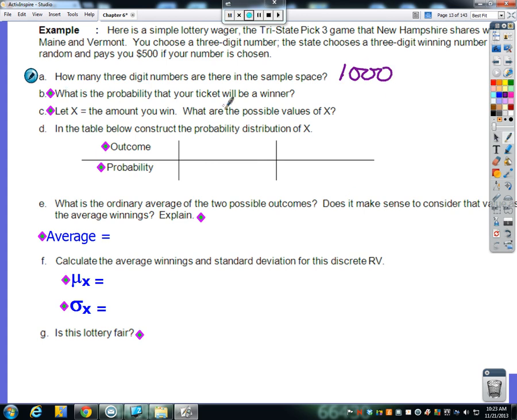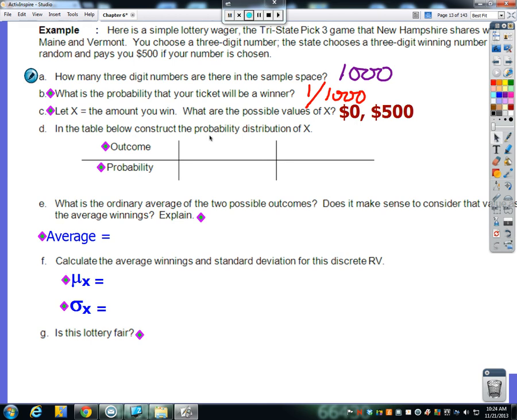What is the probability that your ticket will be a winner? Well, there's only one correct number out of the 1,000, so 1 out of 1,000 is the probability that we're a winner. Let x equal the amount that you win. What are the possible values of x? Now, we're not taking into account how much it costs to play. We're just playing how much are you going to win? Well, you're either going to win nothing, more than likely, or you're going to win the $500. So 0 and 500.